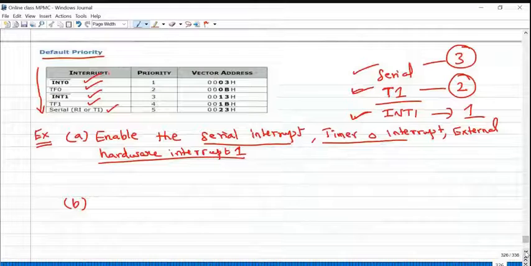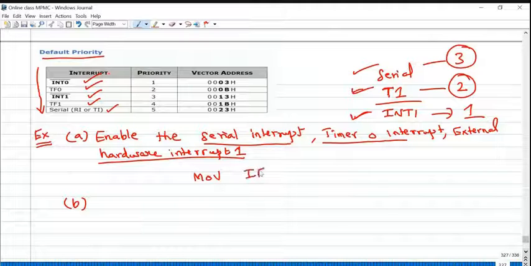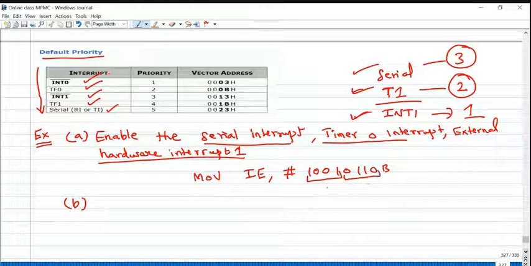So what is the instruction for this particular operation? MOV IE, #10010110 binary, or you can convert it into hexadecimal: 9, 6. So MOV IE, #96H. This corresponds to enabling the serial interrupt, timer 0 interrupt, and external interrupt 1.